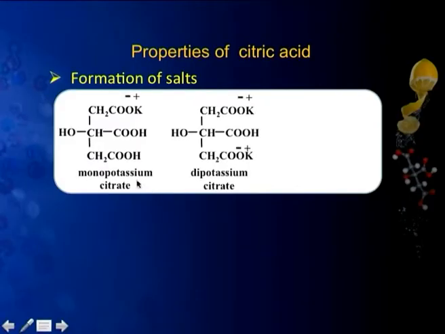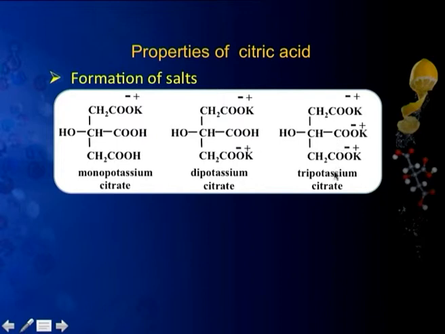As far as the properties of citric acid are concerned, it can also give a series of salts because it has got 3 carboxyl groups. It can give us a monopotassium citrate, a dipotassium citrate, or a tripotassium citrate. They can be sodium or some other metal also.